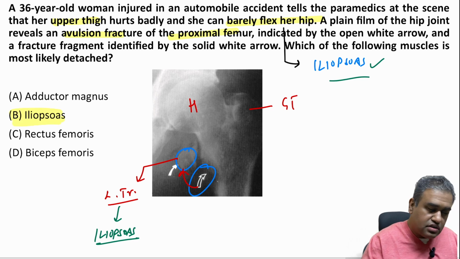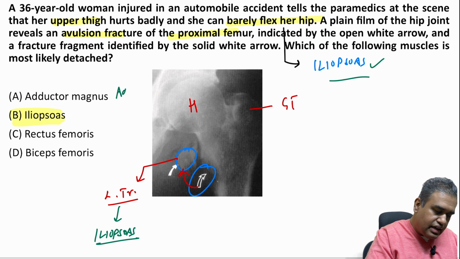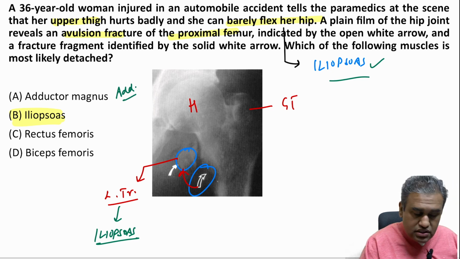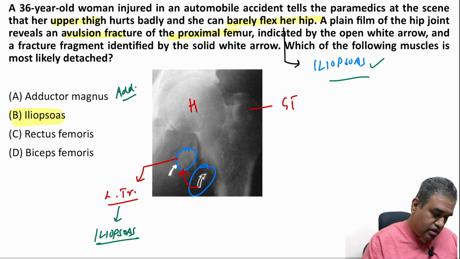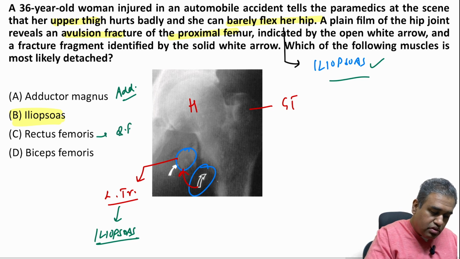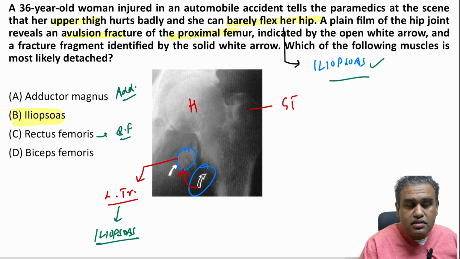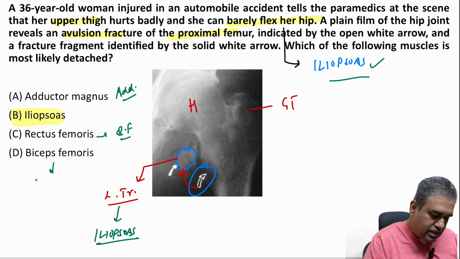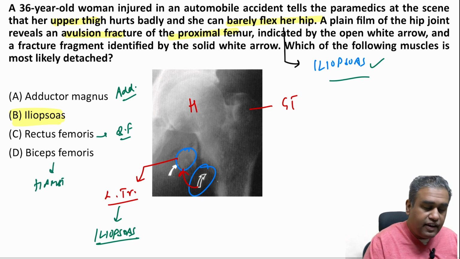If we look at other options, option A causes adduction, not flexion, and is not attached to the lesser trochanter. Option C, rectus femoris, is a muscle of the quadriceps femoris, not attached over here, and it is basically at the hip. It causes flexion, but it is not attached on the lesser trochanter. Option D, biceps femoris, is a hamstring muscle on the posterior thigh.